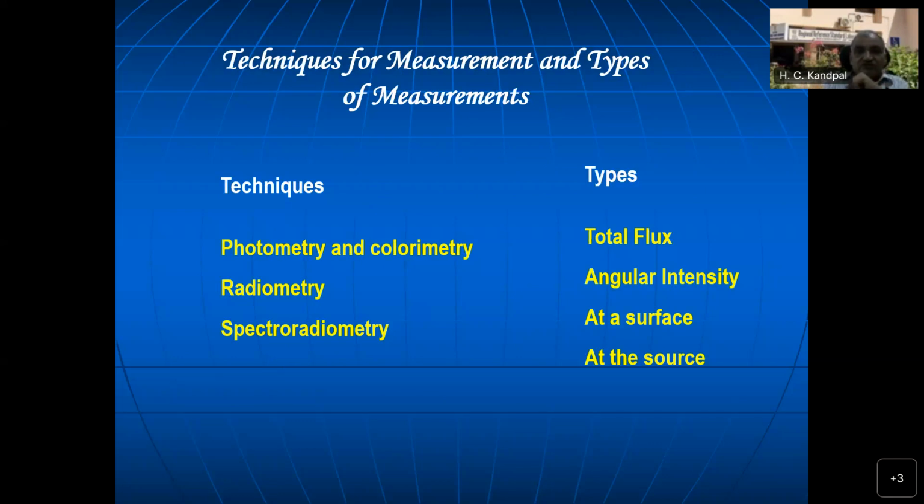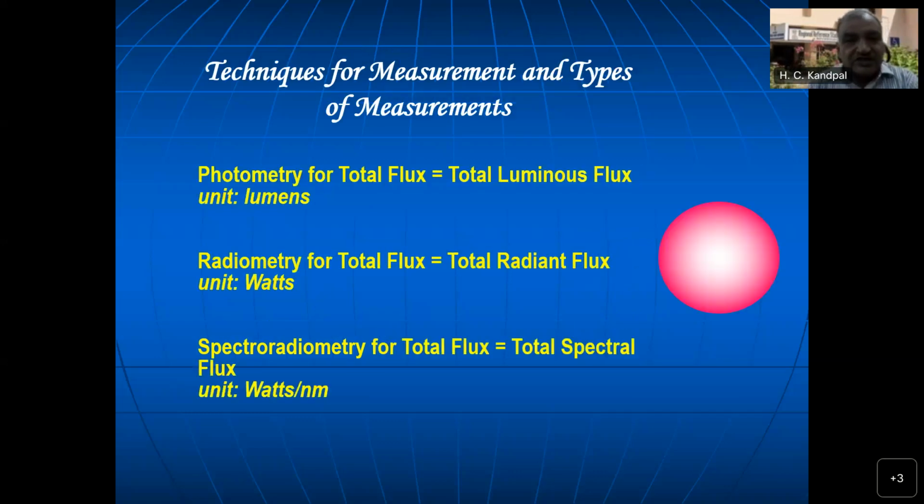We measure the total flux, the total integrated light coming from a source. Angular intensity, as I told you, intensity is a directional parameter. Then how we measure at a surface, which we have defined as E, illuminance, and we do spectroradiometry. If we split that light stimulus into different colors at the source, then that is called spectroradiometry. So these are the techniques and types, and depending on them, they are given different names.